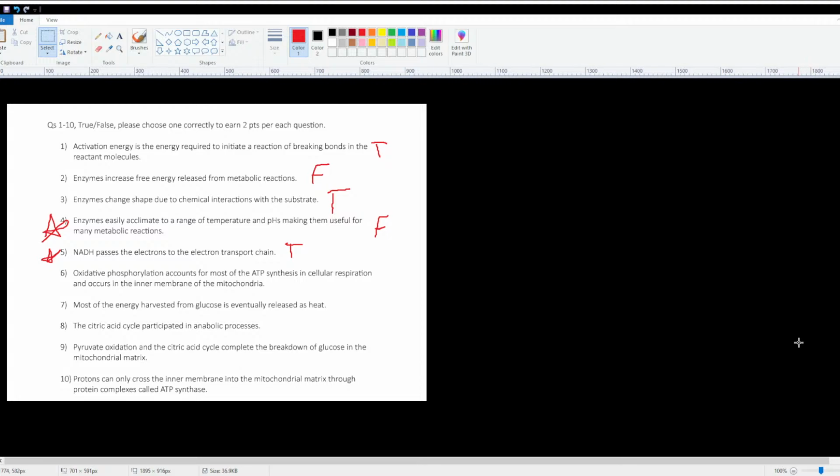Sorry. Okay. Anyway, number six is asking: oxidative phosphorylation accounts for most of the ATP synthesis in cellular respiration and occurs in the inner membrane of the mitochondria. So I'm going to do a quick Google search, if you don't mind. Okay, so one quick Google search later.